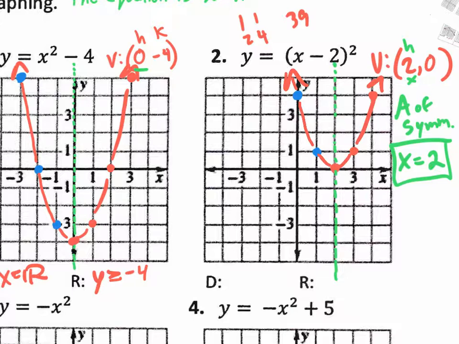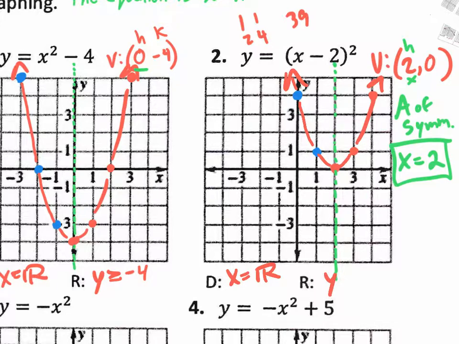How about the domain? What's the domain on this guy? X equals all real numbers. If you haven't figured it out, any parabola is going to have the domain of x equals all real numbers. It doesn't matter if it's wide, if it's narrow, if it's opening up or opening down. It doesn't matter where your vertex is. Any parabola is going to have the domain x equals all real numbers. Remember that.